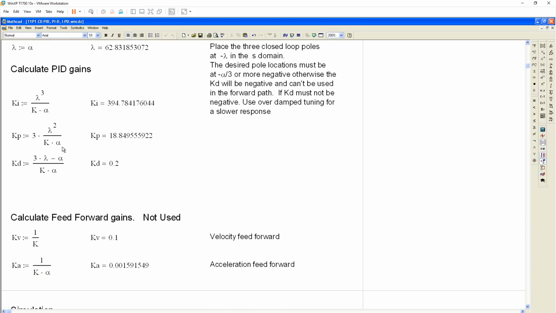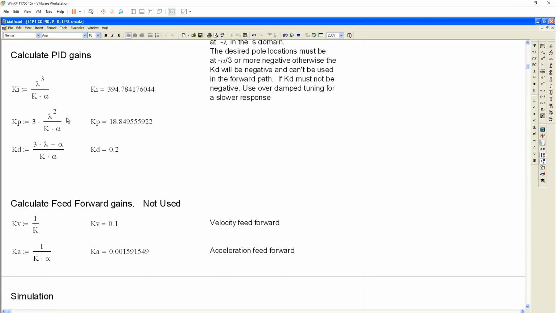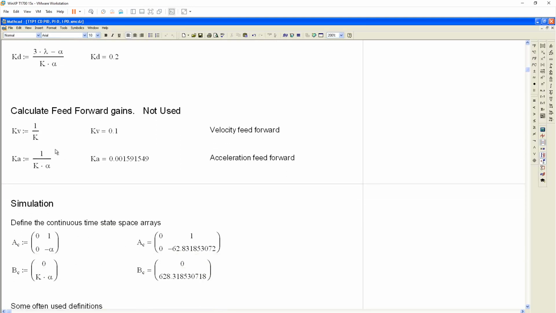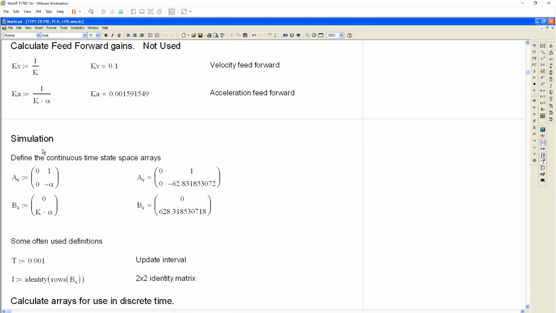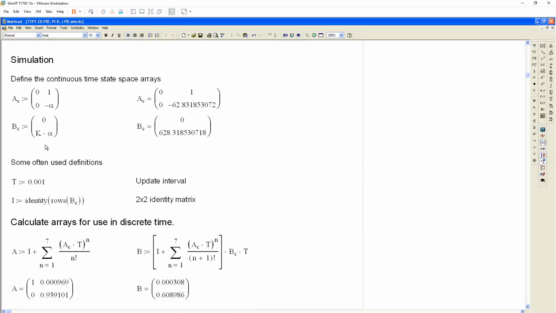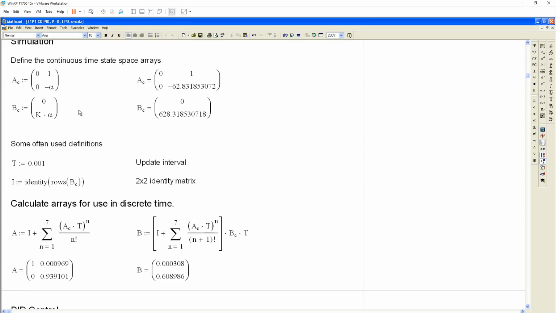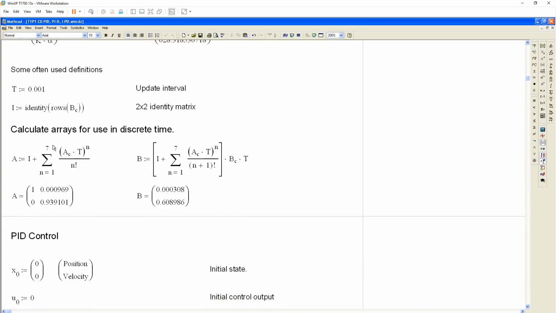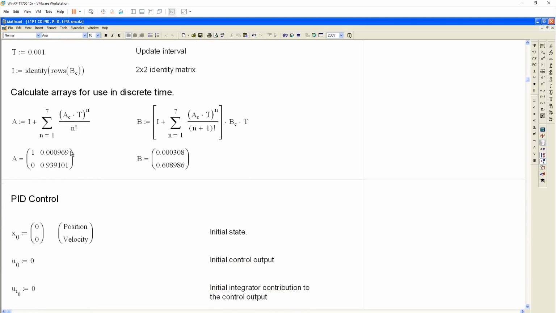So with that, I can calculate out my PID gains as a function of the open loop gain, the bandwidth, and the location of the 3 closed loop poles. I can also calculate out the feed forwards, but I'm not using them right now. This is for simulation. This is how you set up the equations or the matrices in continuous time mode, and then you have to convert it to discrete time mode for doing iterations.